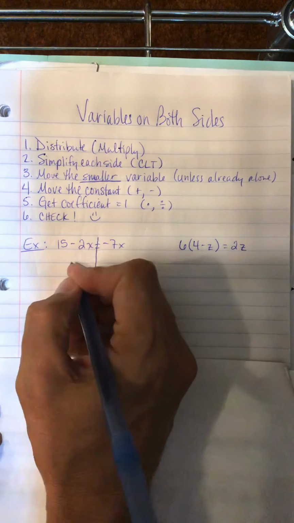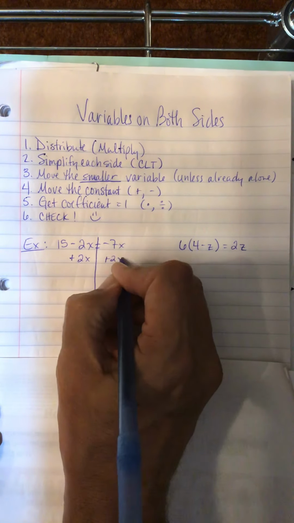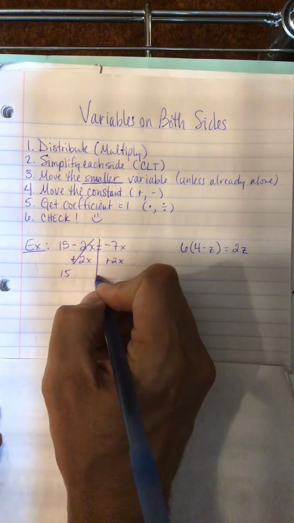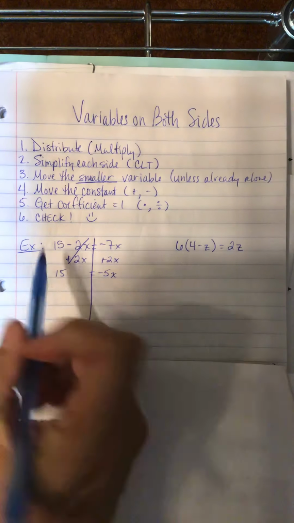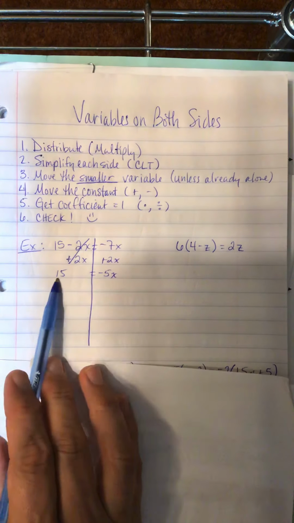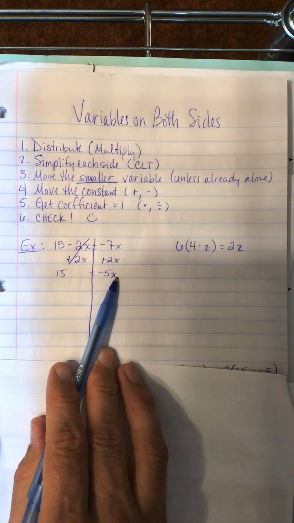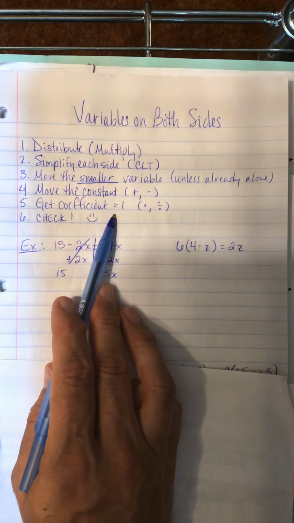The opposite of minus is plus, so we're going to add 2x to both sides. 15. The variables cancel, equals negative 5x. Number 4, move the constant. Well, we don't want to do that because the constant's already by itself and the variable is already by itself. So we're ready to go to step number 5, get the coefficient equal to 1.